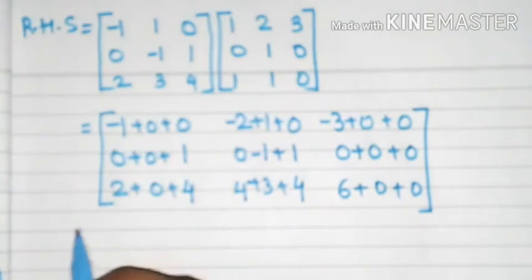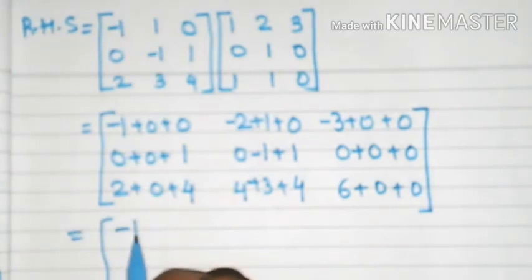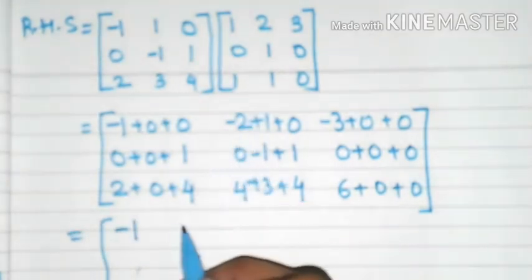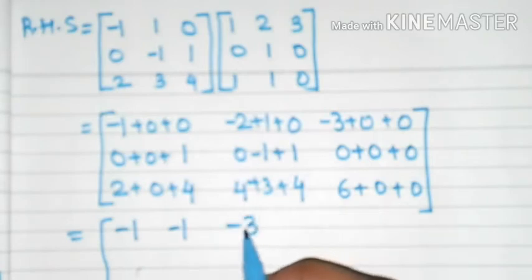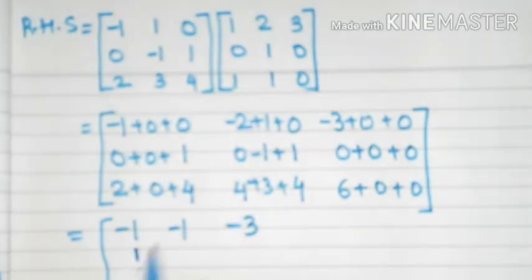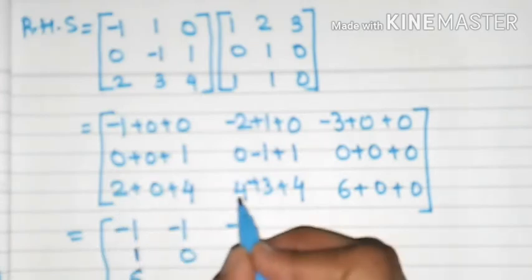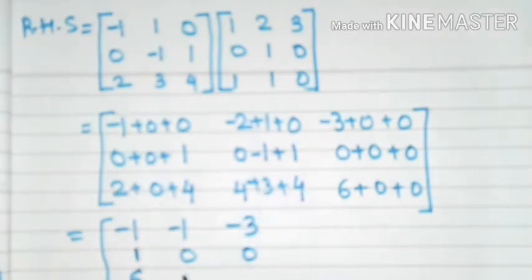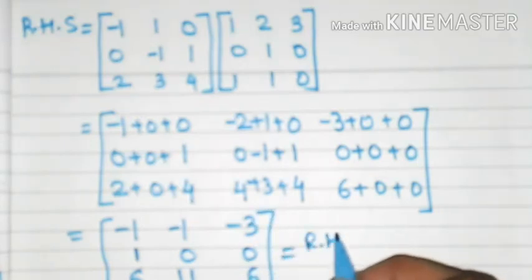So let's simplify this further. We'll get minus 1. This will be 1 minus 2, which is minus 1. This is minus 3. You have 1 here. 1 minus 1 is 0. This is 0. 2 plus 4 is 6. 4 plus 4, 8. 8 plus 3, 11. And this one is 6. So this is the right hand side.